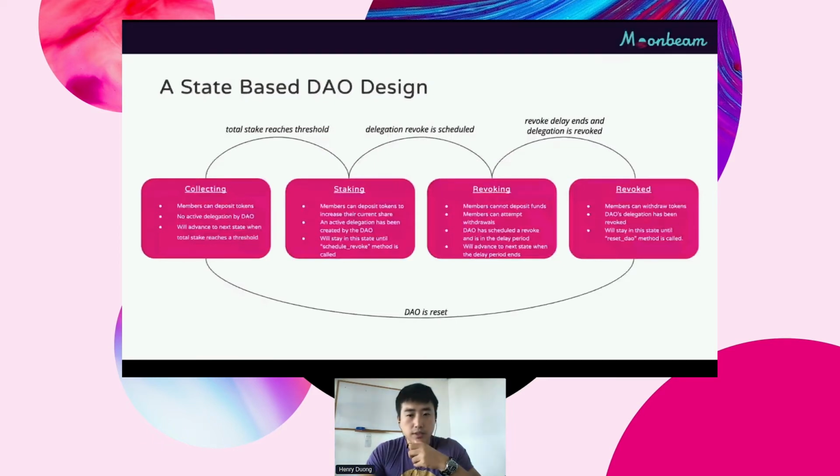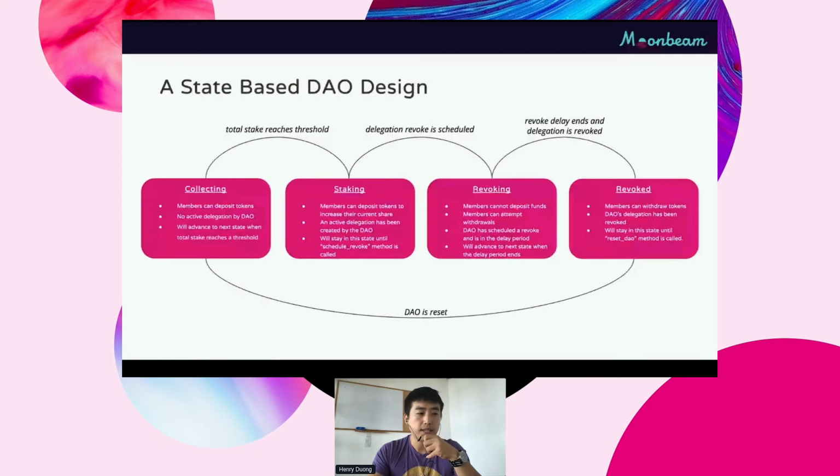So the third question that I have for you guys, which I forgot to make a poll, is: why can we not just have every member of the DAO stake and unstake as they will? Why do we need to enforce a pretty strict state on the DAO itself? The reason is primarily because of how revoking a stake works on Moonbeam, and because, as I explained earlier in this workshop, it is a two-step action.